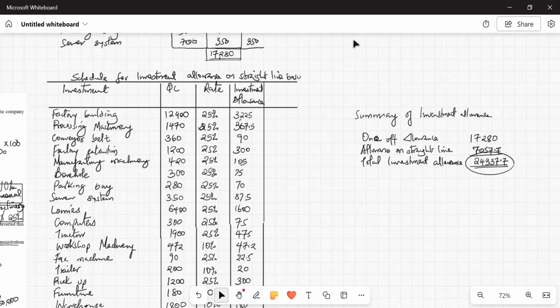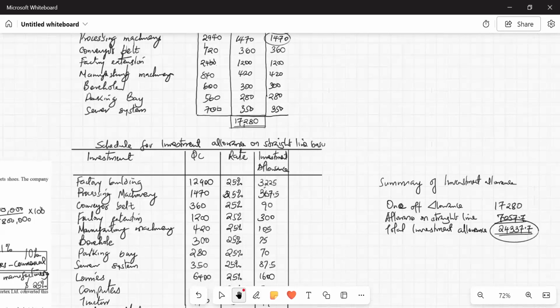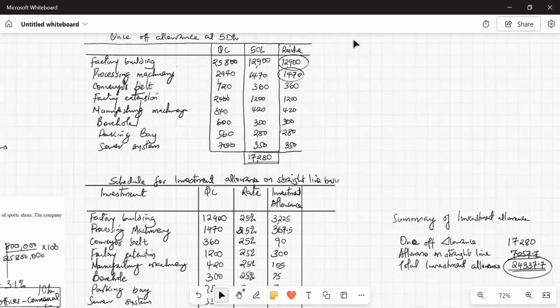Right, some of the things you may need to know very fast, I think I skipped them and I need to inform you about them, is this. We have factory building and we have factory extension. Those are all factory buildings. But where we have an extension to a building, the extension qualifies to be a separate building for investment allowance. The extension qualifies for investment allowance as a separate building and as a new building. So the time that particular extension is constructed, it first qualifies for the one-off allowance, then follows after that.